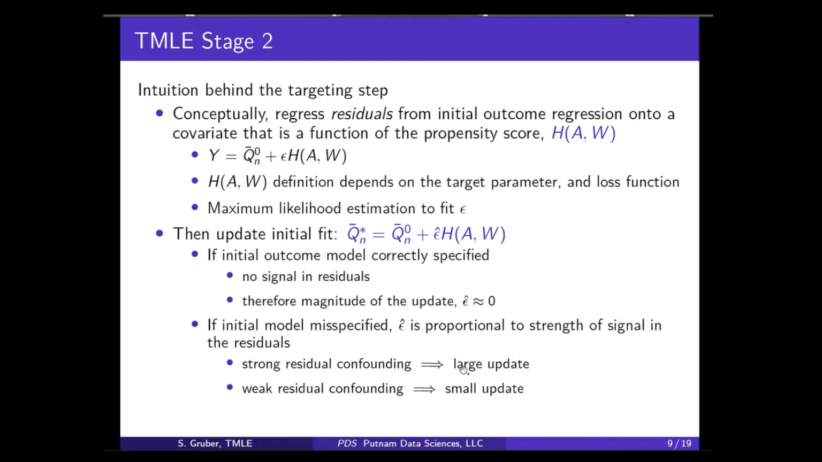But if there's only a really tiny bit of signal left in the residuals, then epsilon hat will be a smaller number, and so you'll get a smaller update. So weak residual confounding ends up with a small update to the initial outcome regression. So that's the intuition. That's what's going on. A lot of bias remains, we'll update a lot. A little bias remains, we'll update a little. No bias remains, we hardly will update. We won't change it at all.